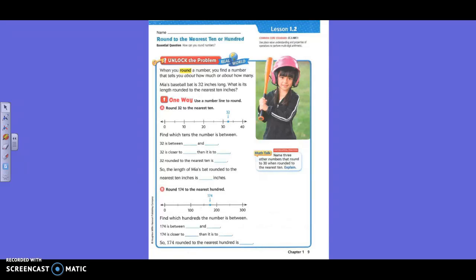You are finding the closest number, it might be a 10 or a 100 number, that your number is closest to, okay? You're not finding the exact answer, all right? About means not finding the exact number. All right, read about Mia and her baseball bat. Mia's baseball bat is 32 inches long. We round it to the nearest 10 inches.